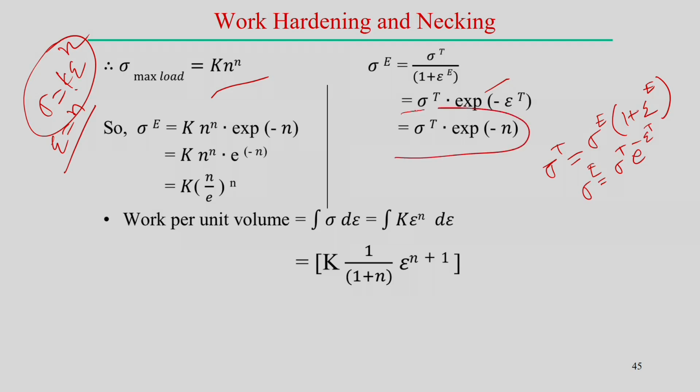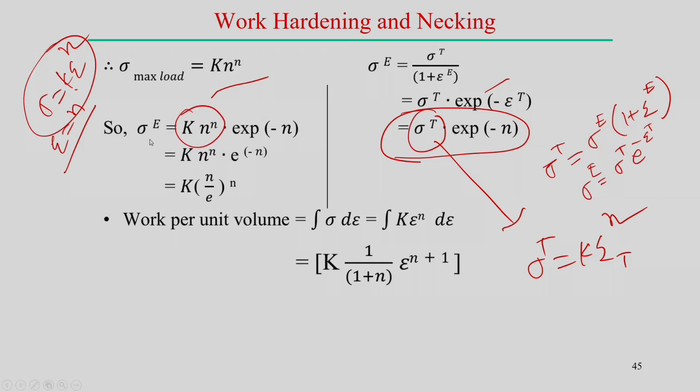So, if we put this value, we can find this expression, and from here sigma e can also be estimated. Sigma t equal to k epsilon t to the power n, so therefore k n to the power n, because here epsilon t equal to n, so n to the power n, exponential to the power n. So now you can find out this expression, all in terms of the known material parameters: strength coefficient K, hardening coefficient n, and e.